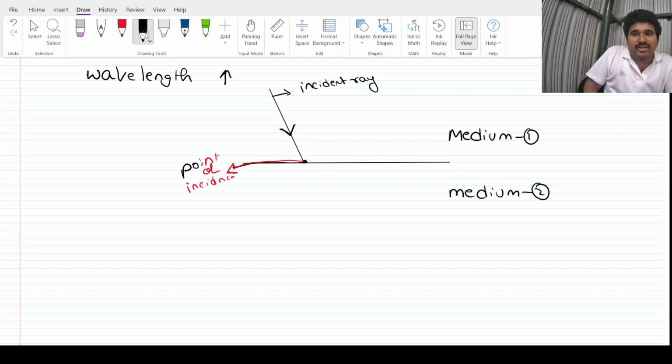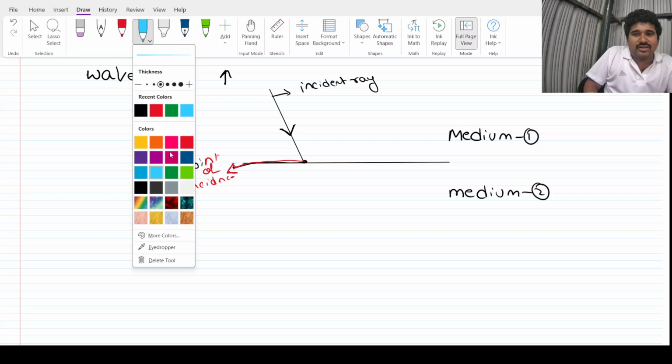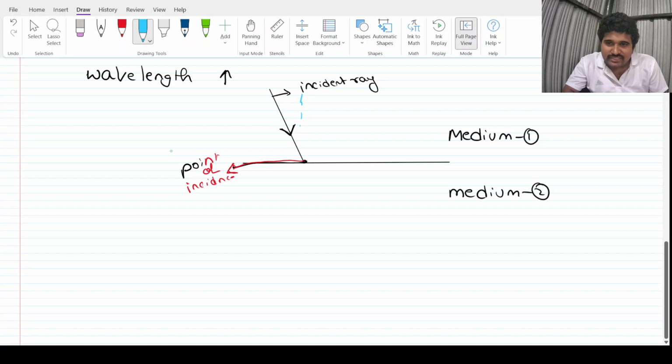Let me draw the normal. Normal means a line which is perpendicular. Let me draw a solid line.